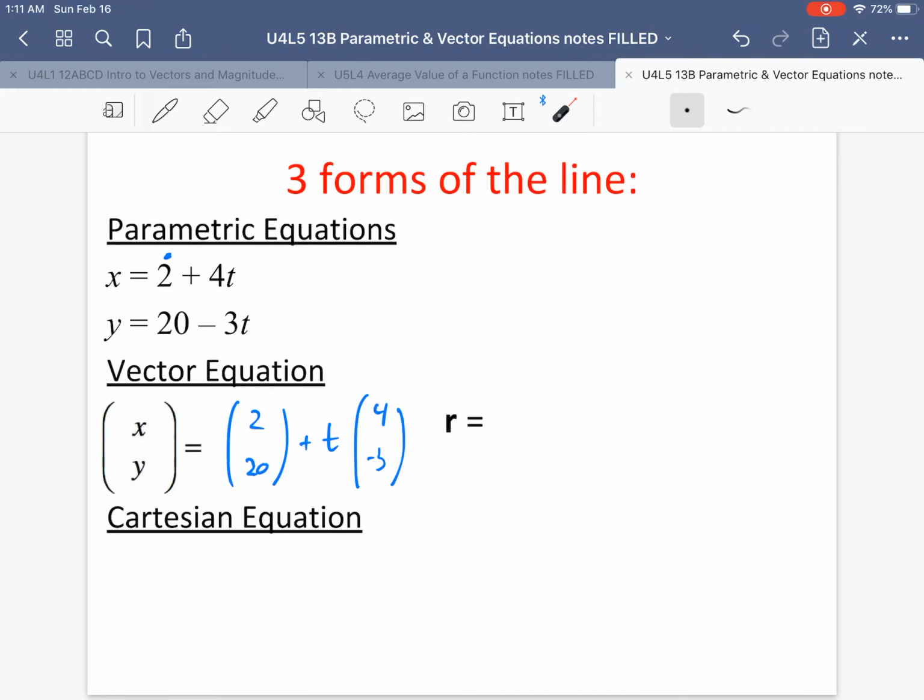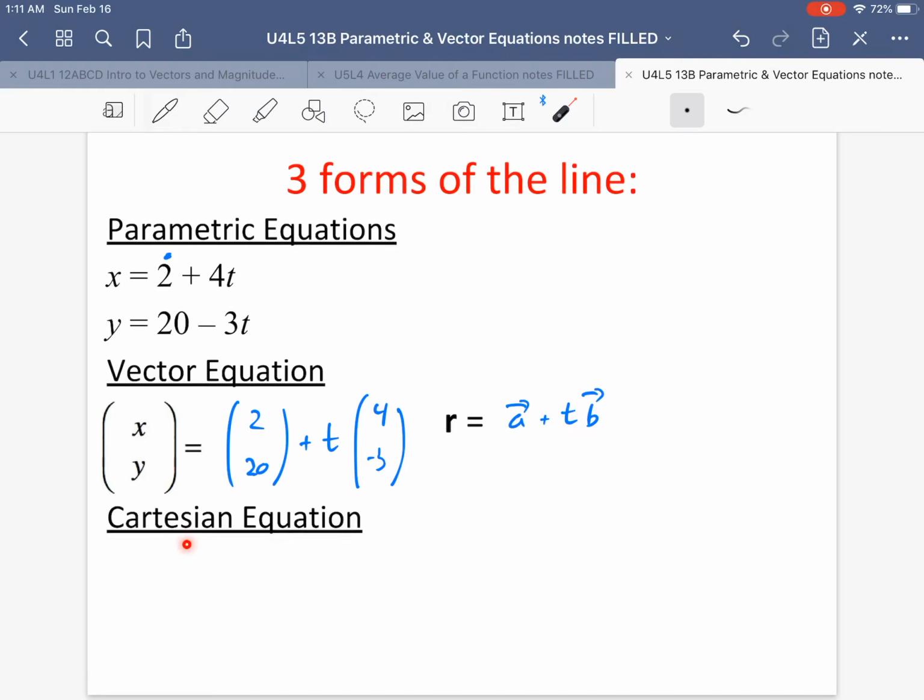Now, we could also write this, if we want to get a little bit more formal, we can write this vector r as some vector a plus t times a vector b. Okay? This describes where you're starting, and this is the movement from that starting point.